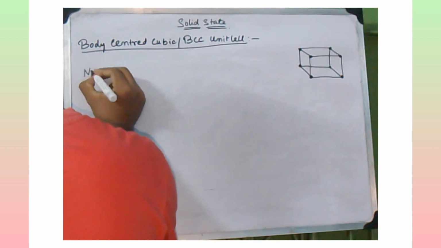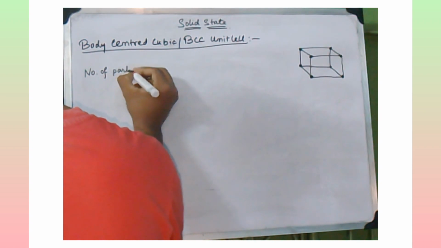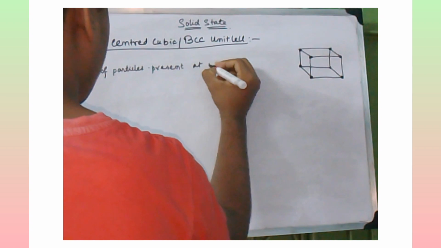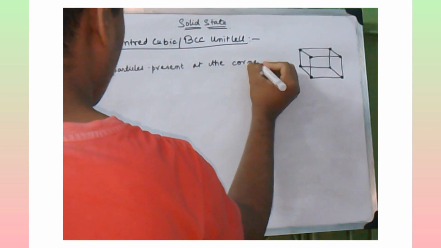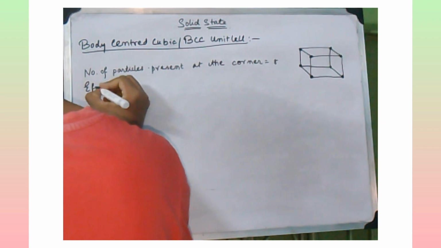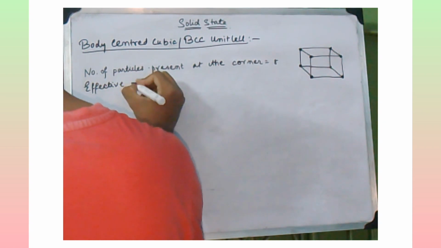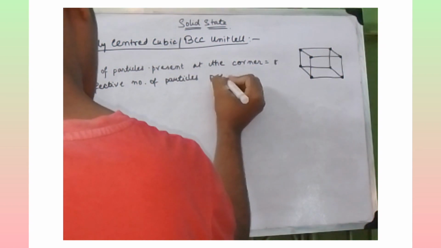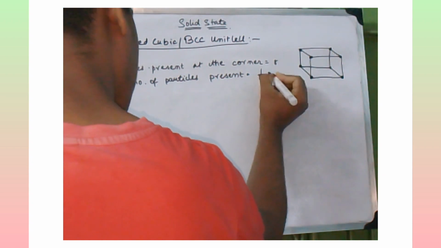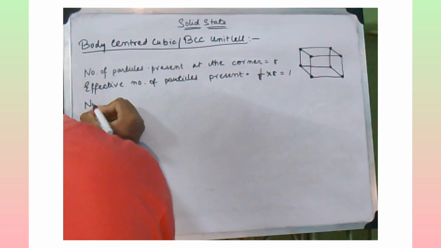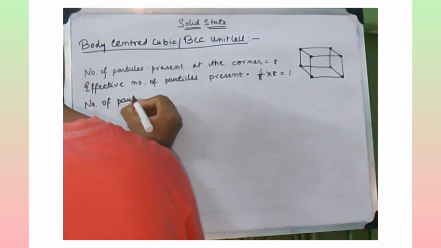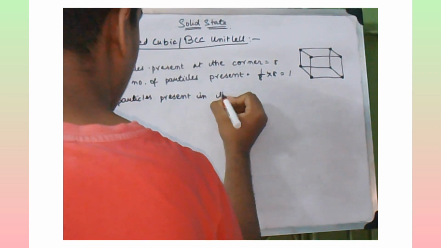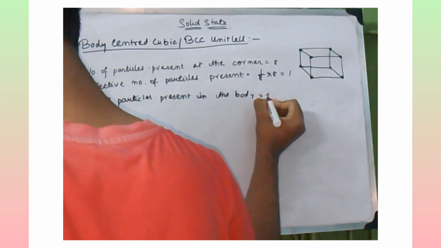In body-centered cubic system, the cubic unit cell consists of 8 atoms at the corners and 1 atom at the center of the cube. Since each corner atom is shared equally by 8 unit cells and the atom present at the body center belongs wholly to the unit cell, the contribution of each corner atom is 1/8 and that of the body centered atom is 1 to the unit cell, and hence the number of atoms in a body centered unit cell will be 8 into 1/8 plus 1, which will result in 1 plus 1 equals 2.